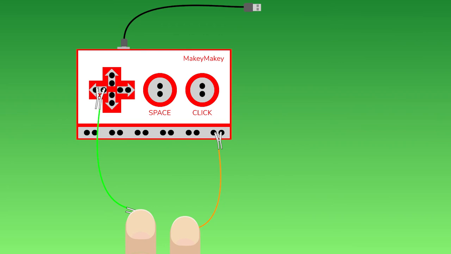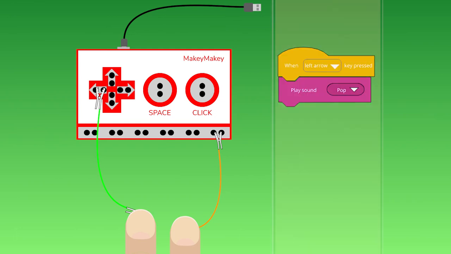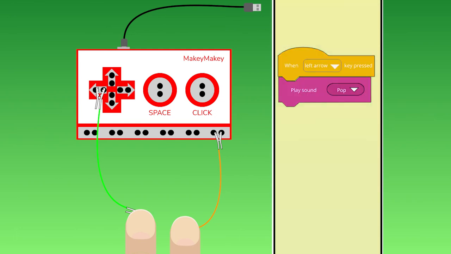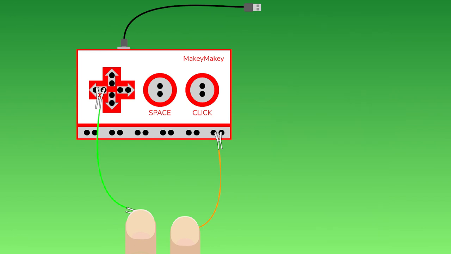In this example here, to play a selected sound when the left key input is triggered, the relevant code blocks on Scratch would look like this. And Scratch would play the pop sound immediately the circuit was closed. Understanding the relationship between physical triggers and executing code via the Makey Makey is key to understanding the power of Makey Makeys to foster inquisitiveness.